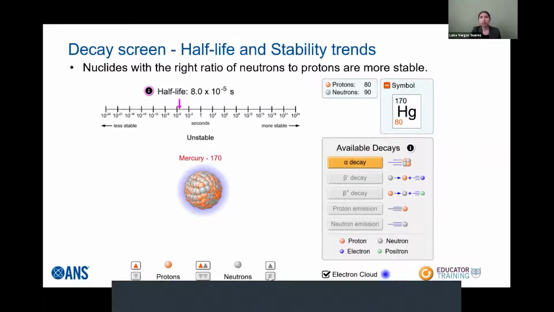Another thing that we can see in the screen is that when there are an even number of nucleons, there exist more stable nuclides, compared to when there are an odd number of nucleons. Now let's get into the second screen.